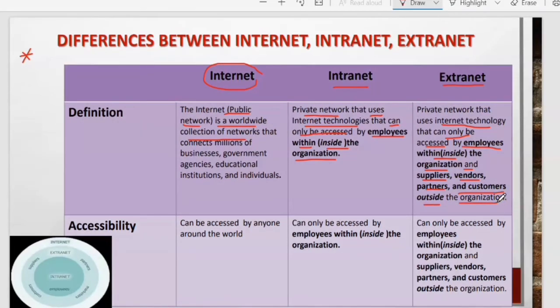So compare intranet and extranet, we open a little bit to the outsiders. Second, based on the accessibility, the internet can be accessed by anyone around the world. Intranet can only be accessed by employees within the organization. Extranet can be accessed by employees inside the organization, and suppliers, vendors, partners, and customers outside the organization. So when you write the difference between internet, intranet, and extranet, make sure you write all the keywords.